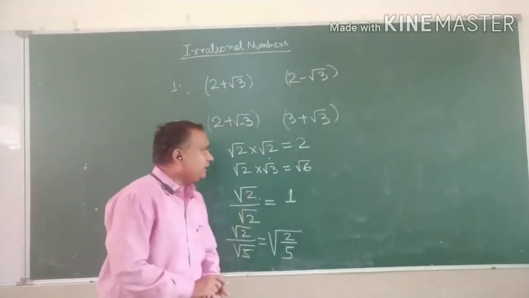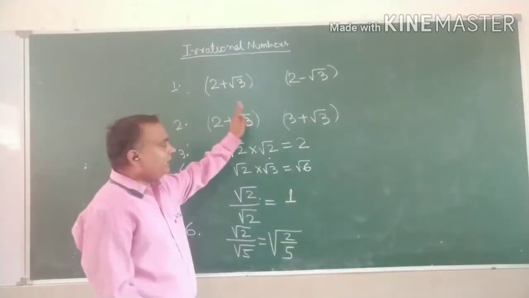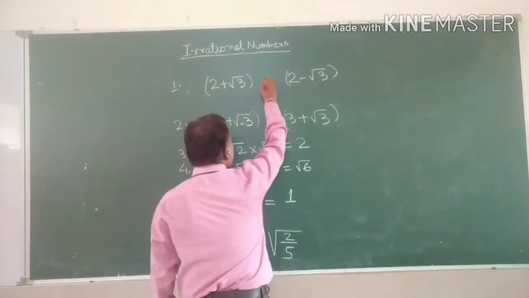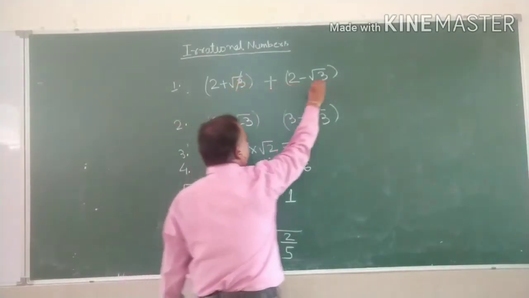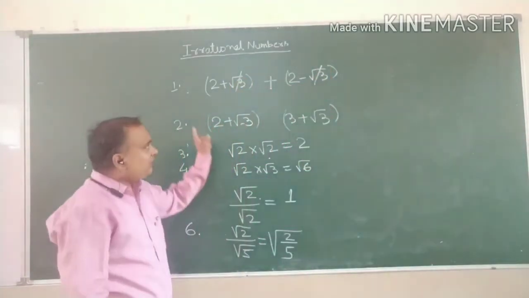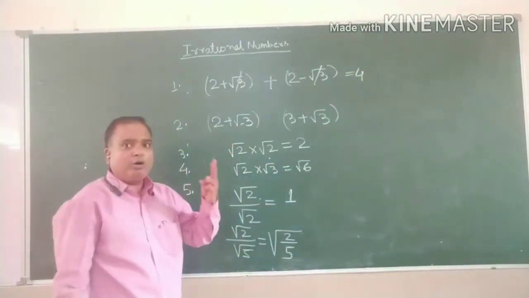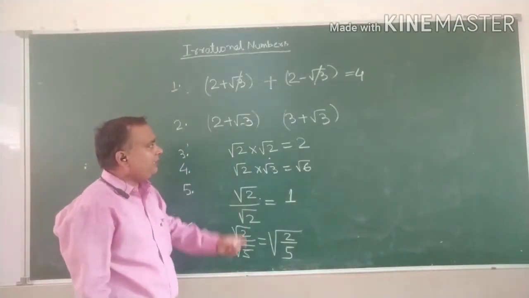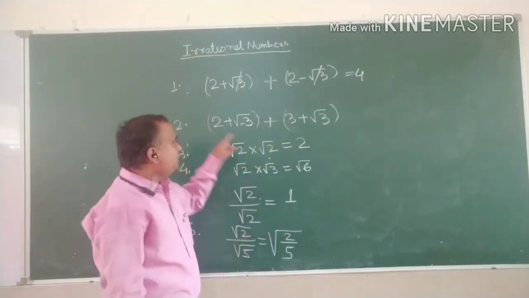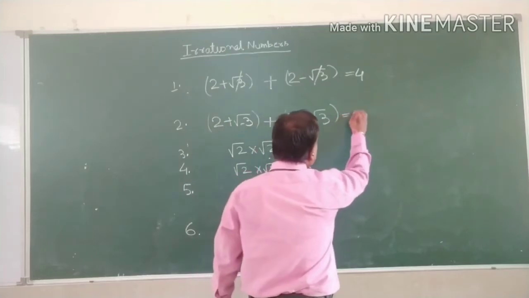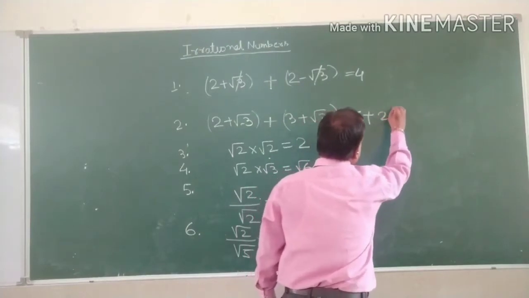Now if I take two irrational numbers, 2 + √3 and 2 − √3, both are irrational numbers. Now if I add 2 + √3 and 2 − √3, I can cancel out √3 with √3. So what is remaining? The remaining is 2 + 2 equal to 4. Now I take two more irrational numbers, that is 2 + √3 and 3 + √3. Now if I add these two numbers, 2 + 3 will be 5, and √3 + √3, I can write that as 2√3.